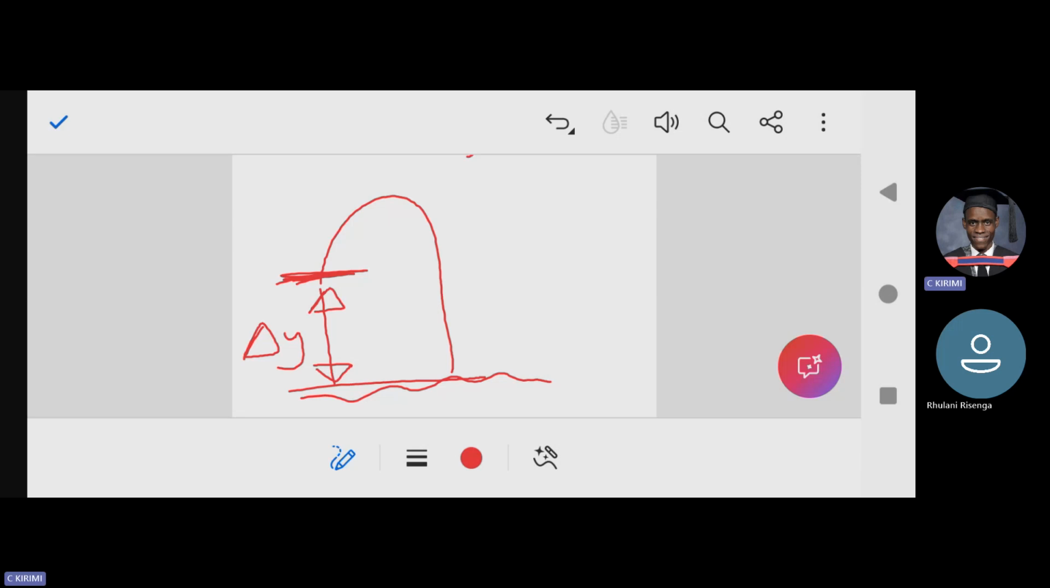It will be negative, isn't it? Yes, because this will be your 0 point, your reference point, and this ball is coming below. That's why it's a negative change in y.